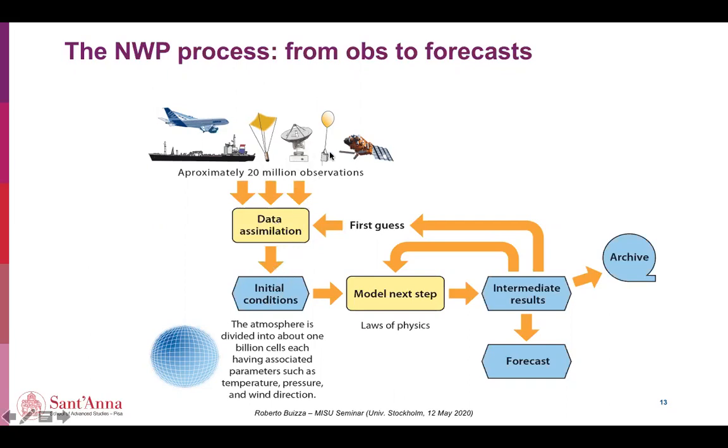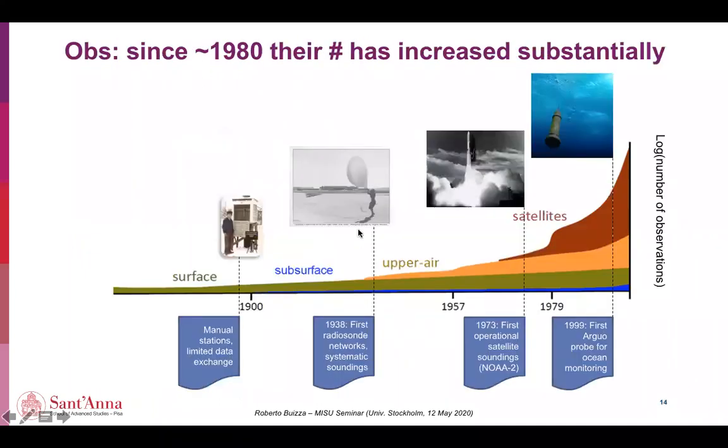So being able to completely discriminate between the role of observation error and the role of model error is quite tricky. If you think about this process, you can clearly understand that if you have errors in initial conditions coming from observations, or if you have errors from a model, you might have a wrong forecast. So how are we doing in terms of observations?